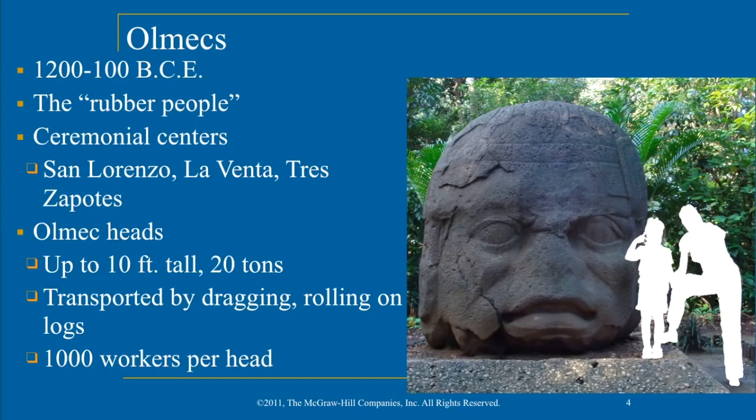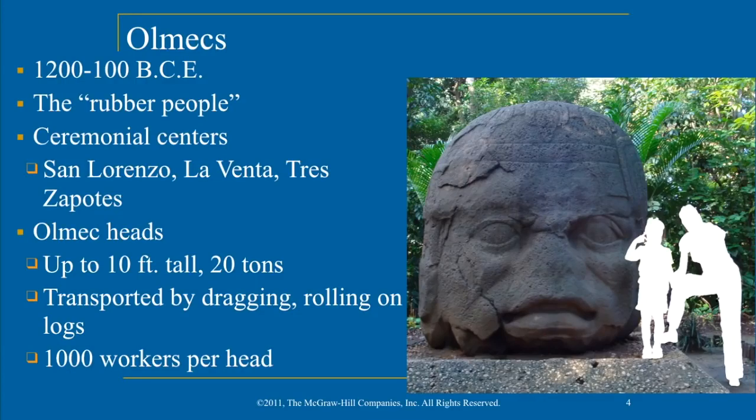They were around from 1200 to 100 BCE. Olmec means the rubber people in their language. They created areas known as ceremonial centers where the archaeological evidence we have is that this is where the ruling class lived, where important warriors or small armies would live, and then there would be artisans and other specialized labor that would support those areas.